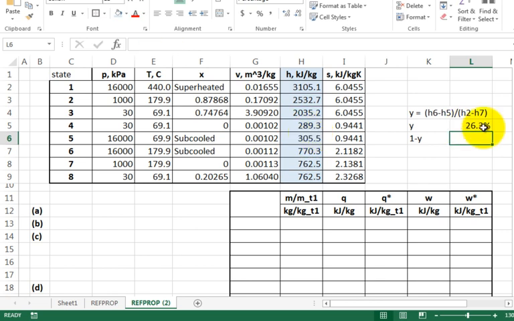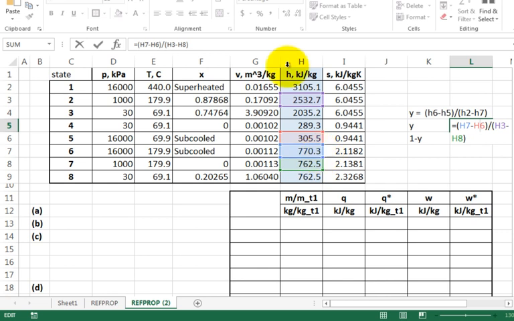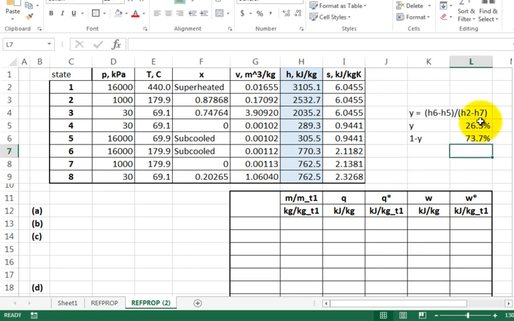I grabbed H8 by mistake. Oh, they're the same. So I'm still good. Well, it says H for the column, but I'm thinking the enthalpy at state 7, so the notation is a little confusing. But 26% is diverted. So for what continues on, I like to put 1 minus. I know this is a trivial step, but I like to do it. There you go, 73.7% continues to the second turbine.